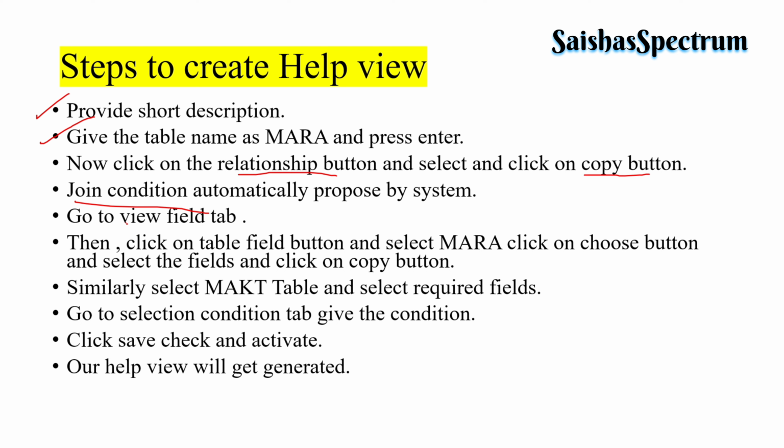Then go to the field tab and provide the fields of MARA and MAKT, and similarly for the other tables, like we have provided here MARA and MAKT. So provide all the fields and go to the selection condition, then provide the conditions and simply save all the settings, then check and activate the table, and our help view will get generated.